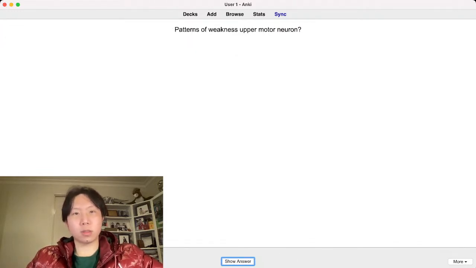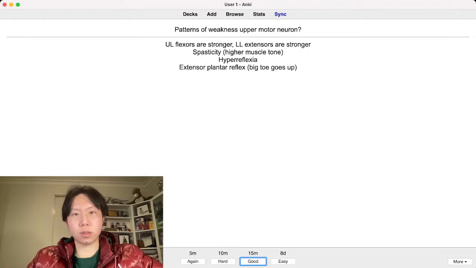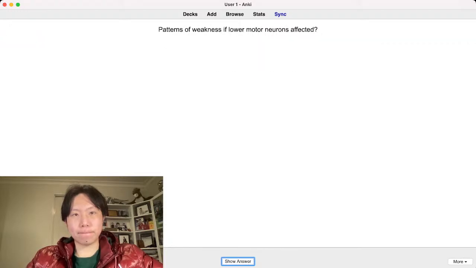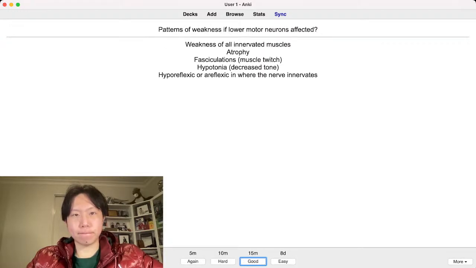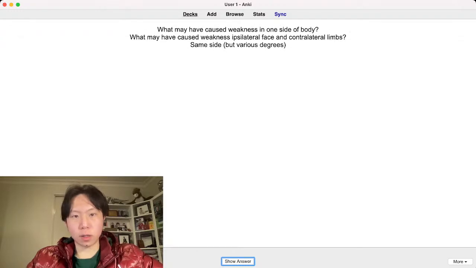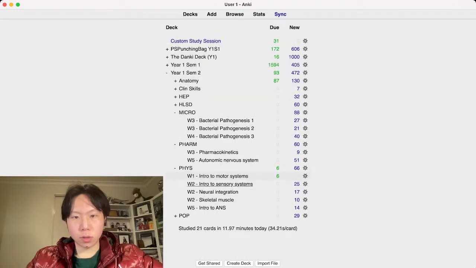Patterns of weakness. I don't know. Upper limb flexors are stronger. Lower limb extensors are stronger. Spasticity. Hyperreflexia. Okay, I think it's kind of hard. I'll go over it another time. I need to do this.